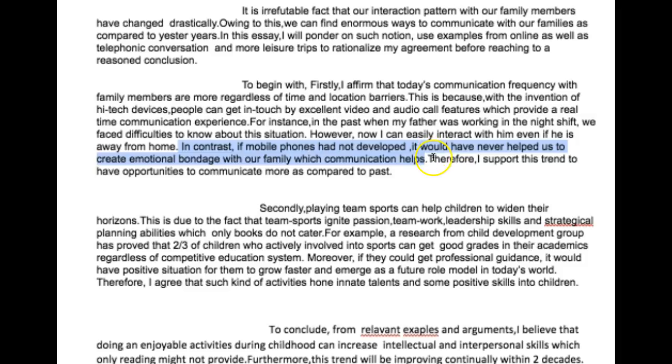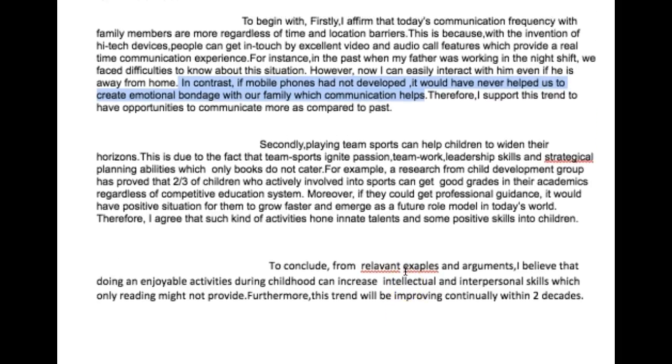Okay, so therefore, it is clear that although the communication channels have changed, there is undoubtedly more communication as compared to the past. So very good there. Okay, but we're not talking about trends of opportunities. We're talking about if there is more or less. That's all. Okay. But wonderful start.